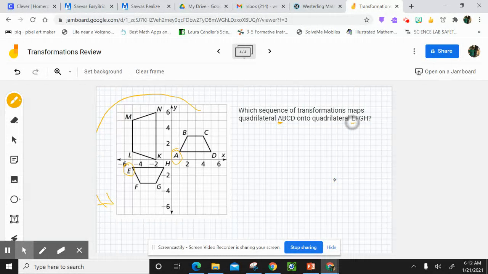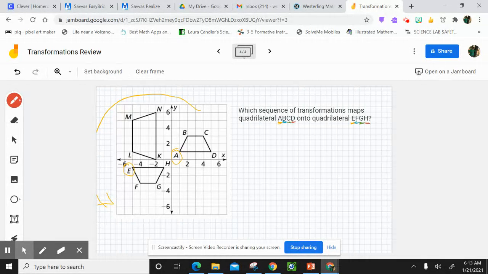A should correspond to E. B should correspond to F. C should correspond to G. And D should correspond to H. Okay, so we have to figure out how those got there. Okay, so we know it's not a 180-degree rotation. That was one of the choices. If it's not one of the choices, then you have to rethink this problem.